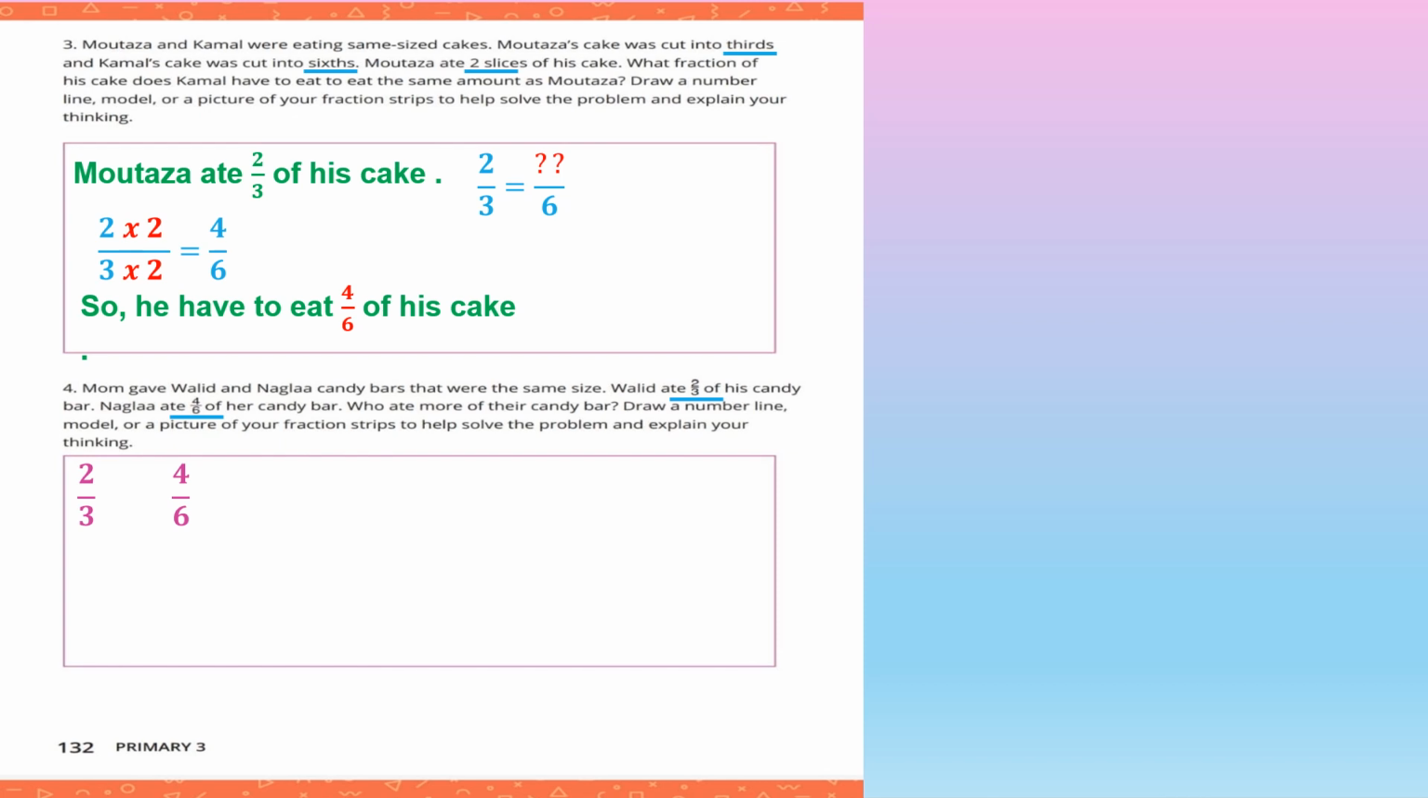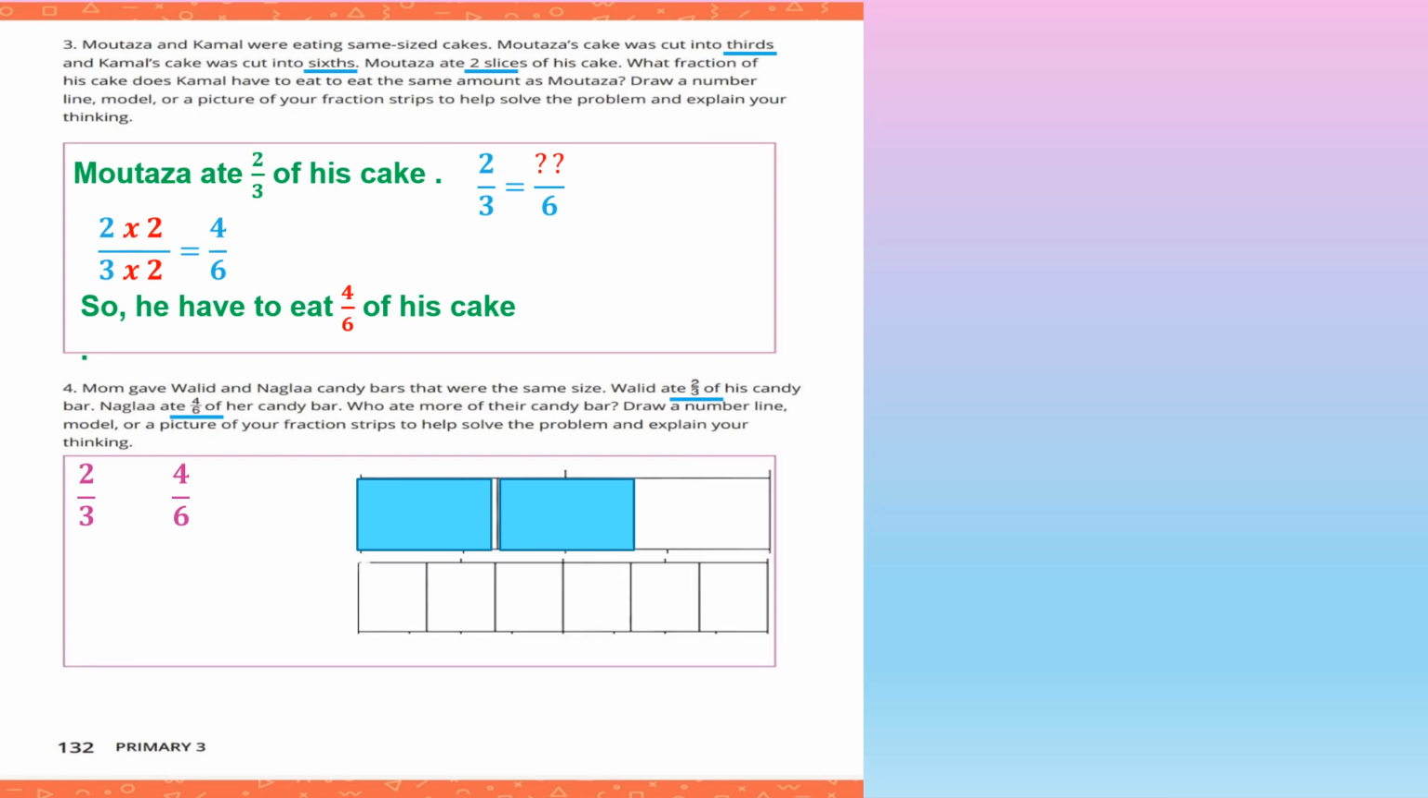So I will use a bar model. The first bar for 2/3, I will divide it into 3 parts and color 2 parts. The second bar, I will divide it into 6 equal parts and color 4 parts. What did you notice here? They are the same, so they are equal.